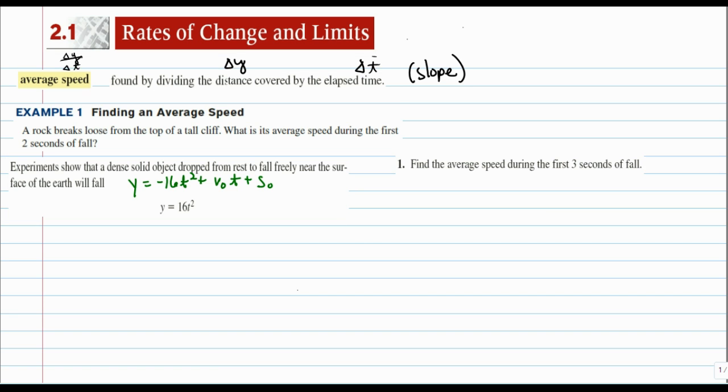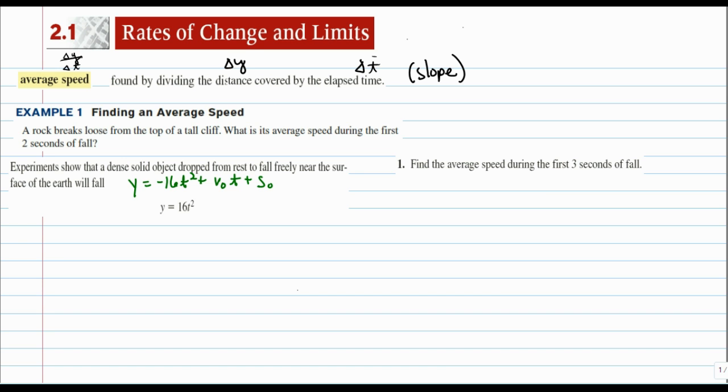So in example 1, we're going to study a rock that breaks loose from the top of a tall cliff and find its average speed during the first 2 seconds of the fall. Well, we know from pre-calc that y equals negative 16t squared plus v sub 0, the initial velocity, times time, plus the initial position, is the formula for vertical free fall.